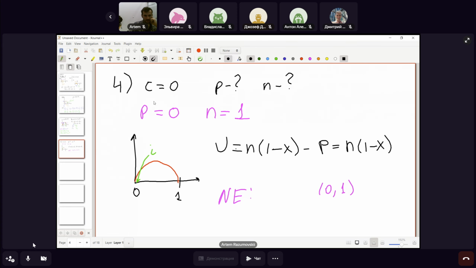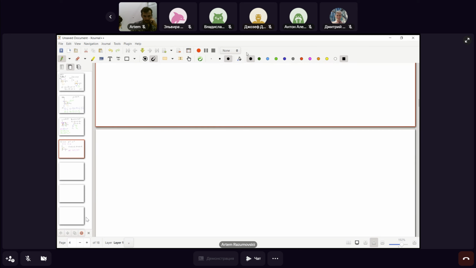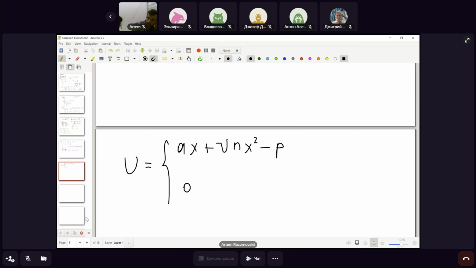Let's move to the next. Next one. So now we will have different utility. We have again the distribution from 0 to 1, but our utility changed to a x plus v n x squared minus p, or zero. And we should do kind of the same.